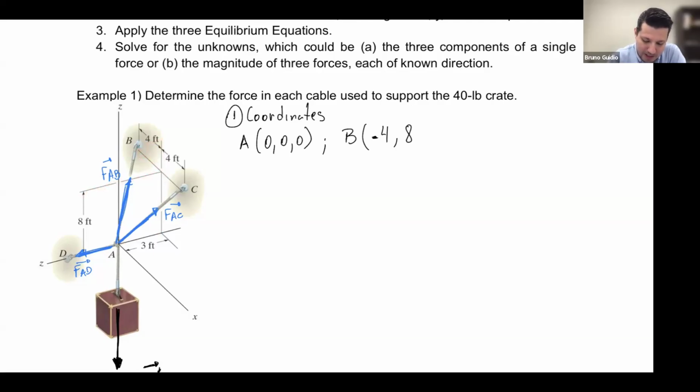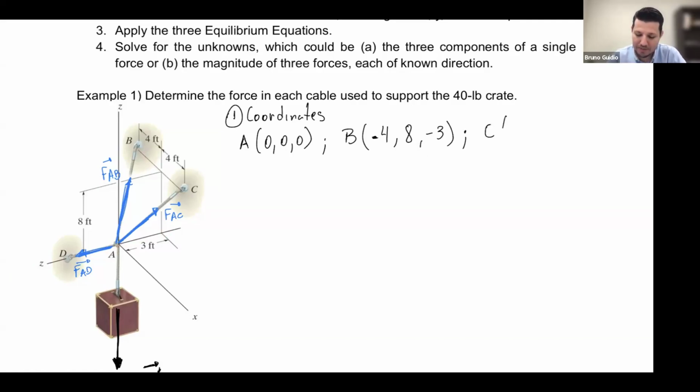This is the distance, but this is not going up. This is just going to the side, so it's 8 feet. And then Z, right here. Positive Z is this direction, and going in that direction is negative Z, negative 3.